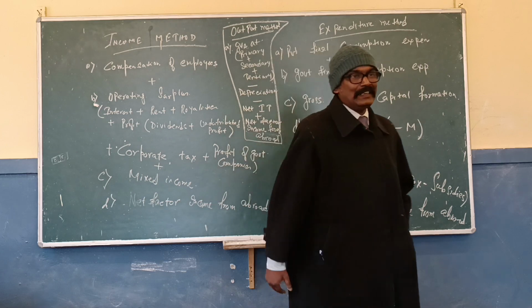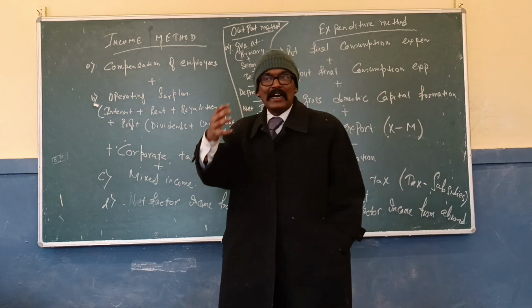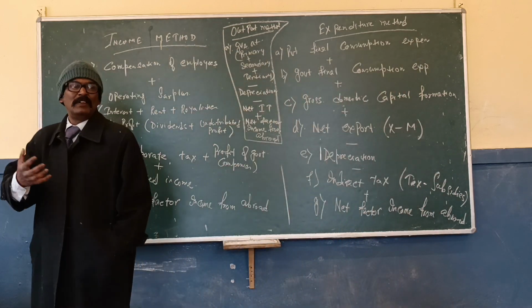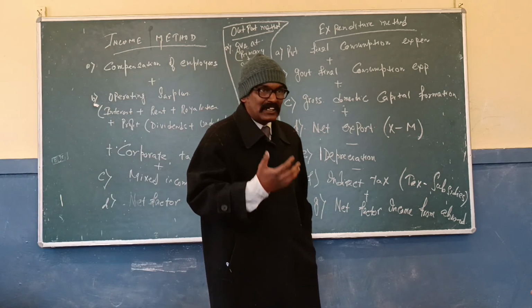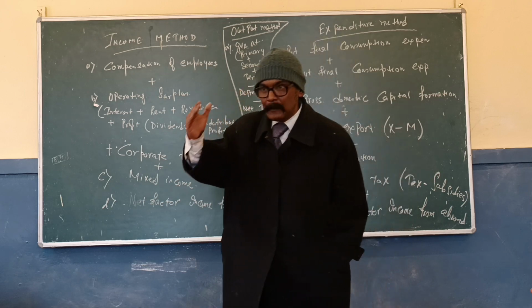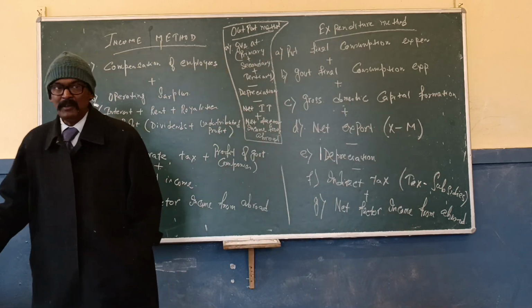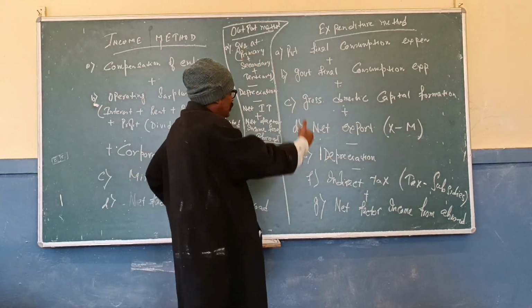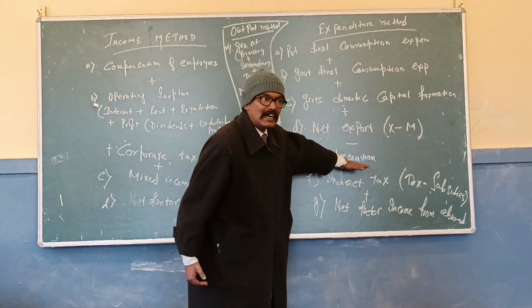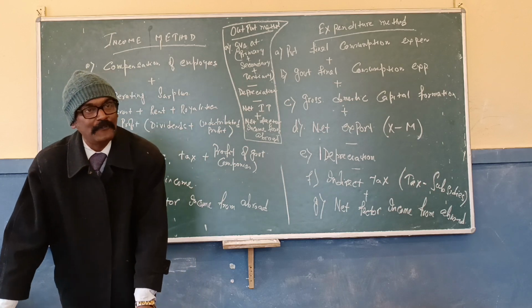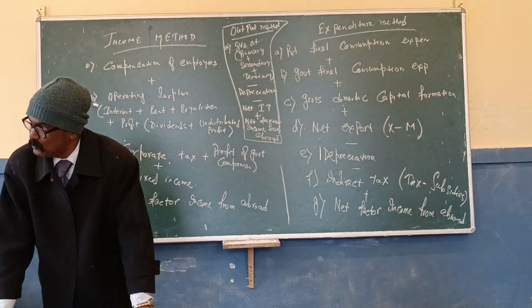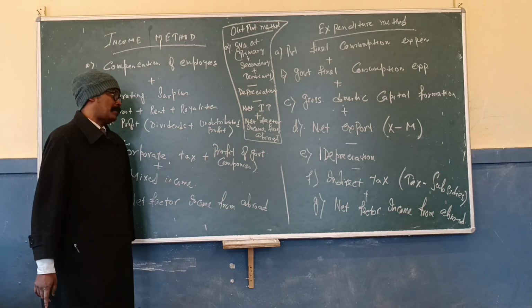The fifth one is the depreciation cost. Whenever a country is producing the good, they are using the machines, and we know that there will be wear and tear in the machine. Machine has to be replaced after a certain period of time. So from this expenditure method, we have to deduct the depreciation of the fixed capital.